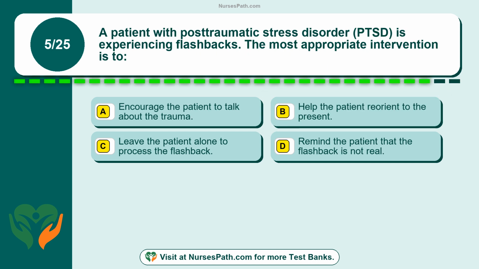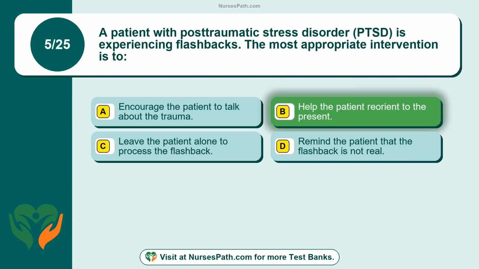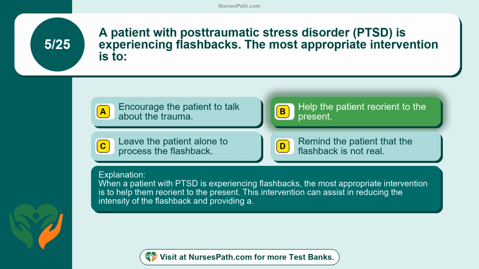Question 5. A patient with post-traumatic stress disorder, PTSD, is experiencing flashbacks. The most appropriate intervention is to: Option A. Encourage the patient to talk about the trauma. Option B. Help the patient reorient to the present. Option C. Leave the patient alone to process the flashback. Option D. Remind the patient that the flashback is not real. The correct answer is option B. Help the patient reorient to the present. When a patient with PTSD is experiencing flashbacks, the most appropriate intervention is to help them reorient to the present. This intervention can assist in reducing the intensity of the flashback and providing a sense of safety.